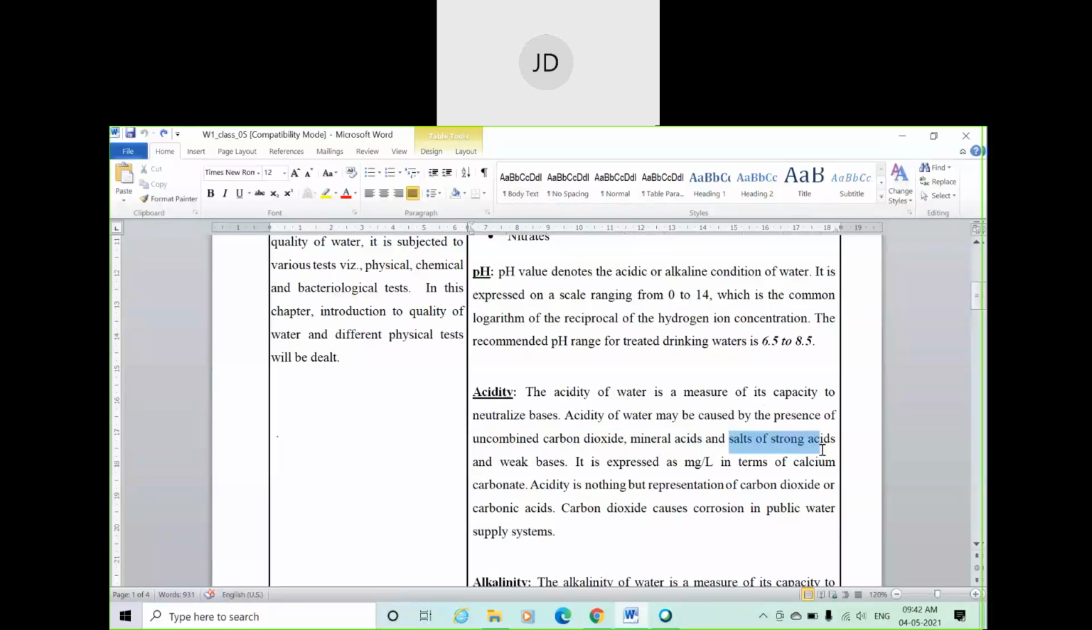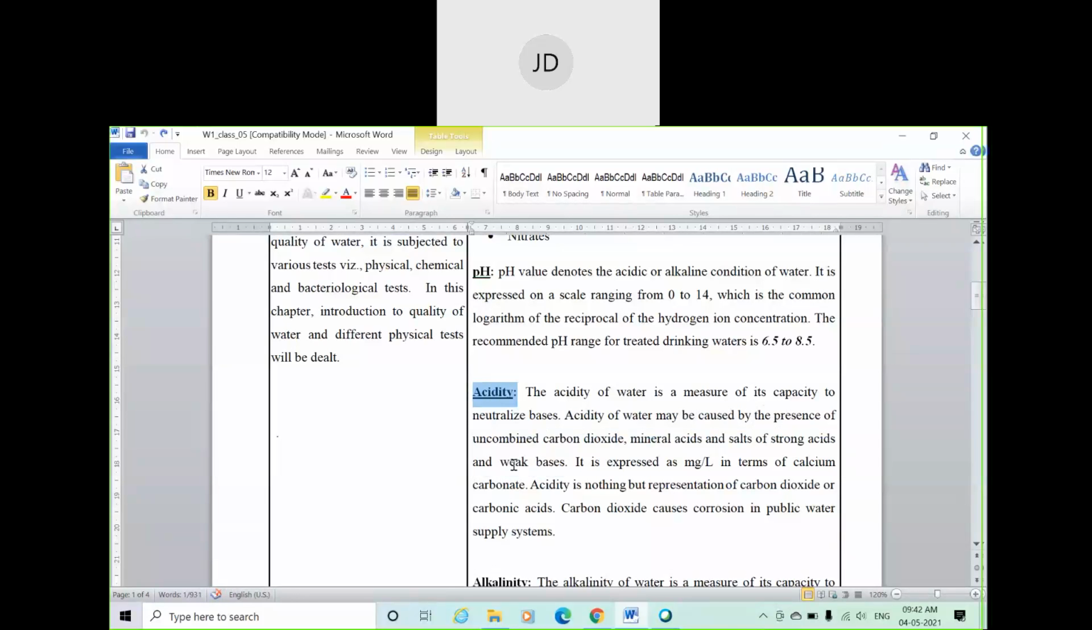Salt of strong acid means what? When a strong acid reacts with a strong base, the result is called the salt of strong acid. You can also search in Google if you still have any doubt, and you will get the idea about what is salt. So because of the presence of uncombined carbon dioxide, mineral acid and other salts of strong acid, even weak base, we can say the acidity of water rises.